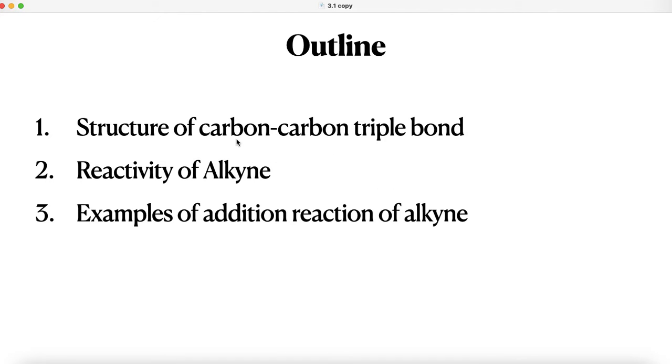The compounds containing carbon-carbon triple bond are called alkynes. Let us see the structure of acetylene. The first and the most important member of alkyne is acetylene. This is the structure of acetylene in which both carbons are joined by a triple bond. Also, both carbons are joined to hydrogen.